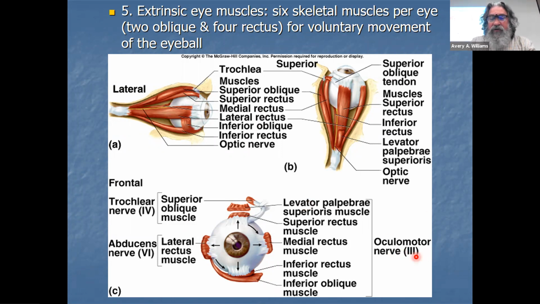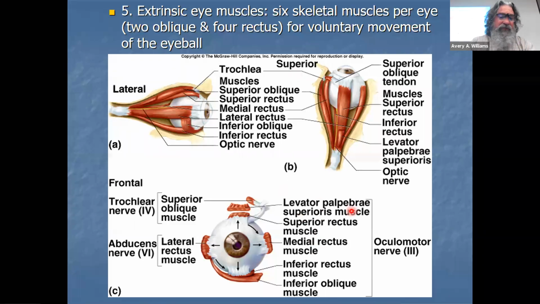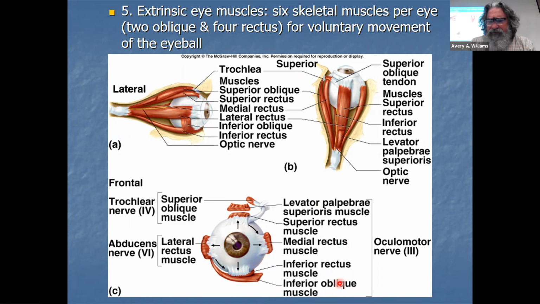Cranial nerve number 3 was the oculomotor nerve, and it innervated 4 of the 6, and you can see which ones are right here. But it also includes the levator palpebrae superioris muscle, which is not really moving the eyeball, it moves your eyelid. In addition, the superior rectus, medial rectus, inferior rectus, and the inferior oblique are all innervated by the oculomotor nerve.